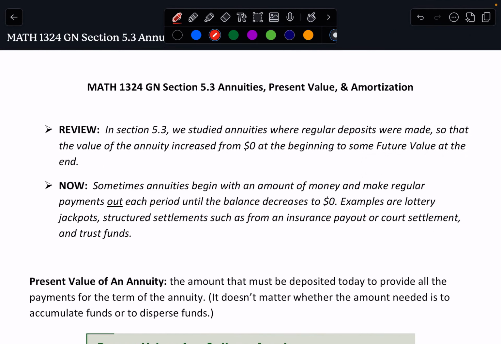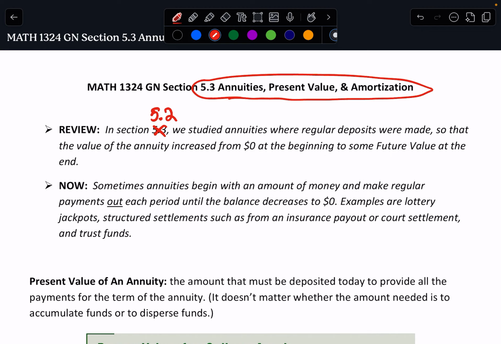Hello, this is section 5.3, Annuities, Present Value, and Amortization. In section 5.2, we studied annuities where regular deposits were made, so that the value of the annuity increased from $0 at the beginning to some future value at the end.